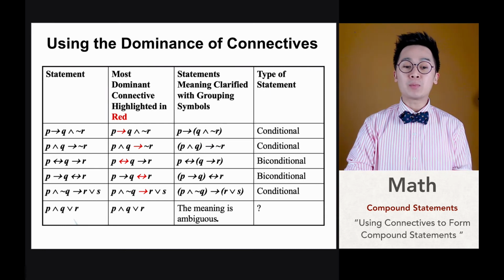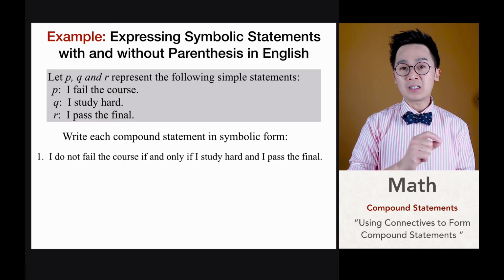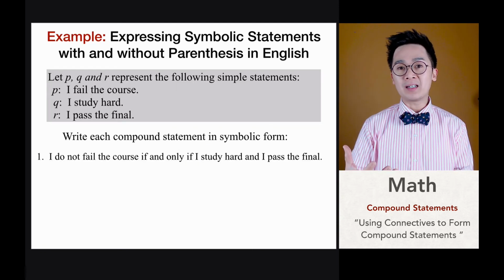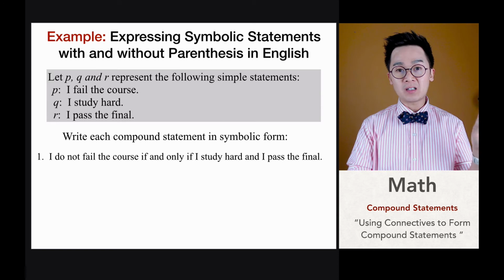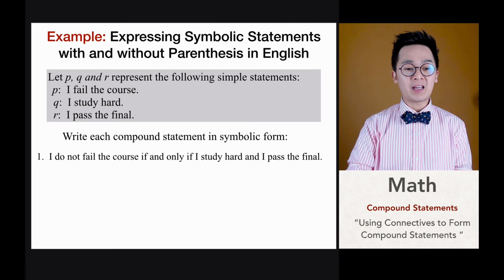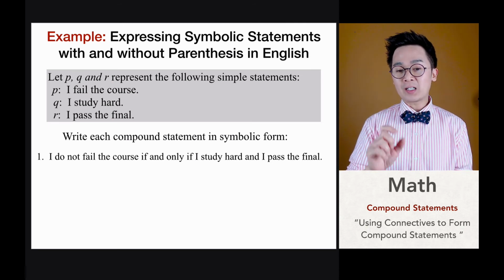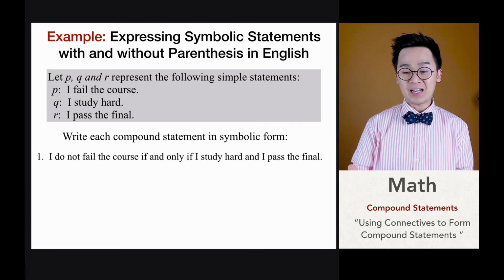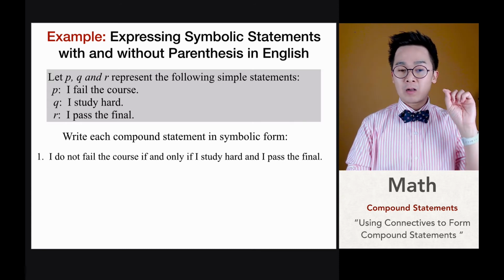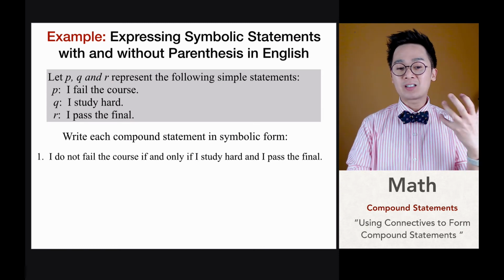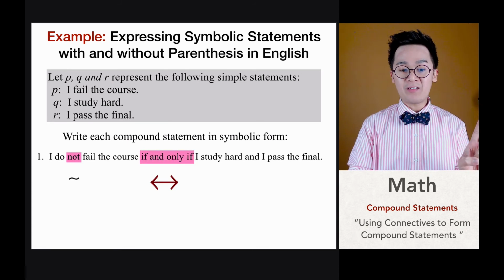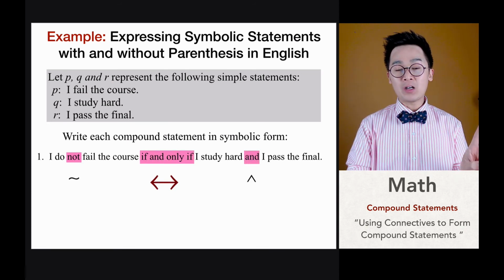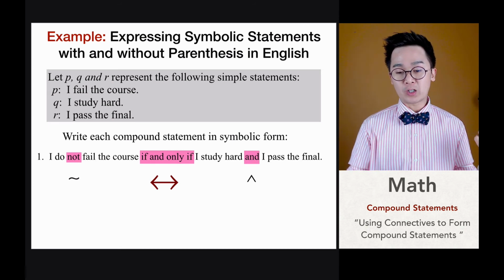So let's apply this particular rule in working out this particular compound statement and transforming it into its symbolic form. So P will be I fail the course, Q, I study hard, and R, I pass the final. So in this compound statement, we are seeing I do not fail the course if and only if I study hard and I pass the final. So look at all the operations in this compound statement. We have the negation, we have the biconditional statement if and only if, and we have the AND operation in this particular compound statement.